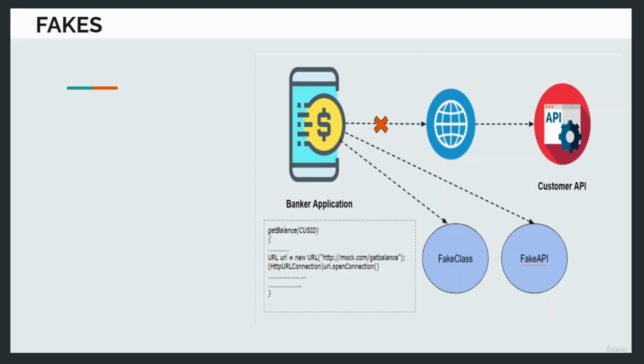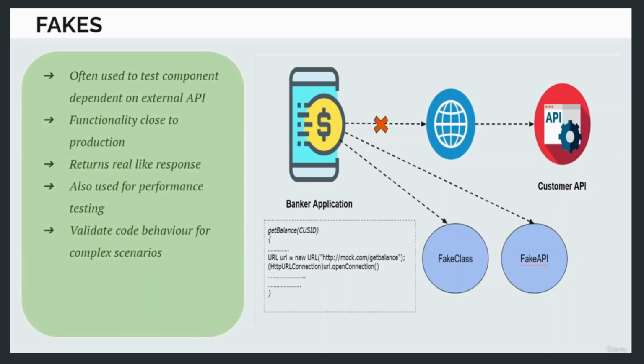So this is the same use case, the banker application one. So here this can be done with two types of implementation, whether it's a fake class or a fake API. So we will be discussing the fake class first, right? So here the fake class will return back the real-like response. Now let's say, consider a complex scenario here.